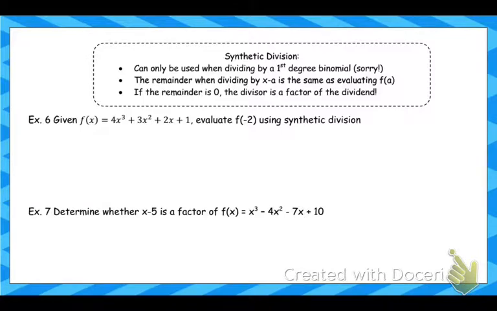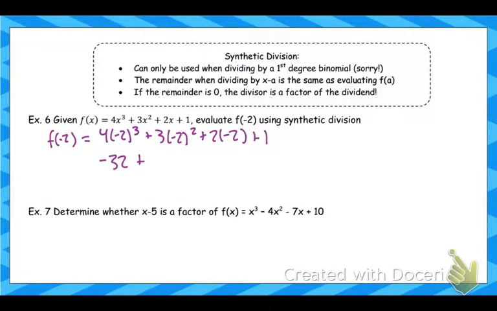Well, to start, I just want to evaluate f of negative 2 the same way we've always evaluated f of negative 2. Just plug in negative 2 for x. So if I do that, I can still get my answer. There's nothing wrong with doing it this way. It's still going to work. So that would give me 4 times negative 8, 3 times 4, combine all those like terms together, and I get a negative 23.